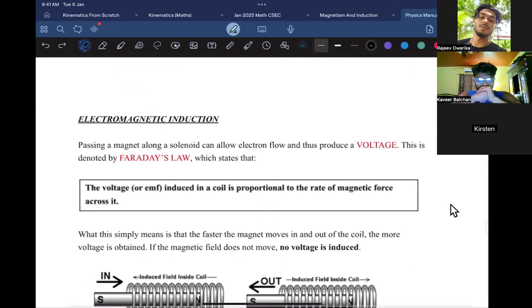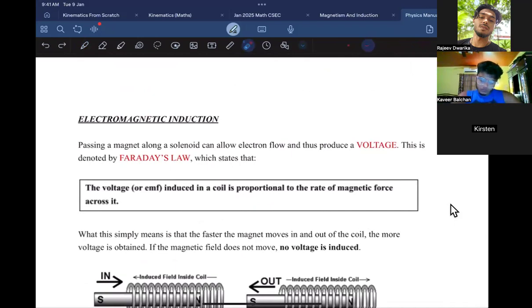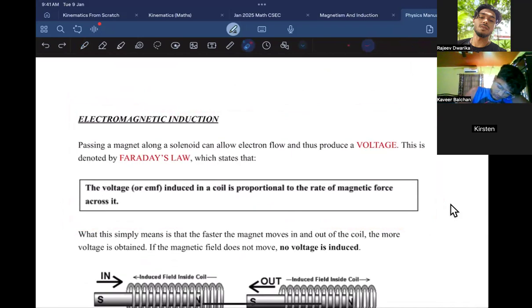So I want you all to copy this down. Electromagnetic induction. Passing a magnet along a solenoid can allow electron flow and thus produce a voltage. This is denoted by Faraday's law, which states that the voltage or EMF induced in a coil is proportional to the rate of change of magnetic flux across it. I'm going to give a slightly different definition.